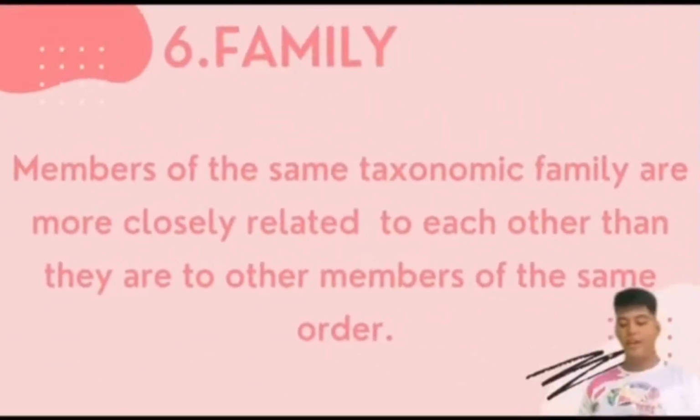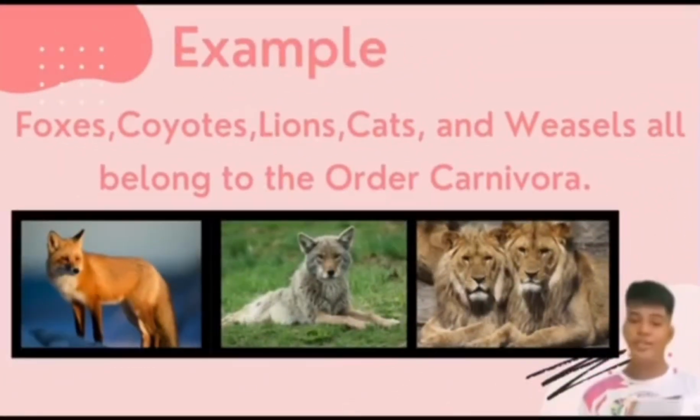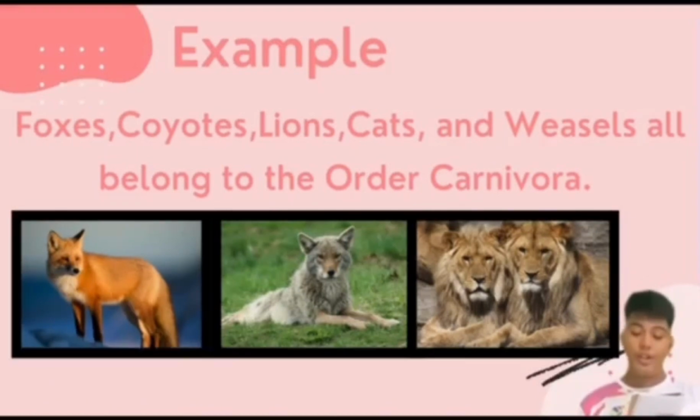So next we have the family. Members of the same taxonomic family are more closely related to each other than they are to other members of the same order. For example, foxes, coyotes, lions, cats, and weasels all belong to the order Carnivora.